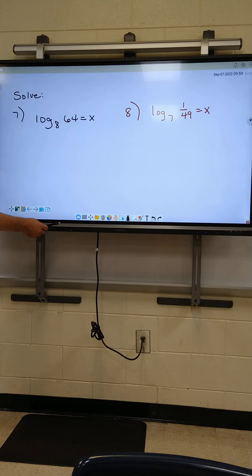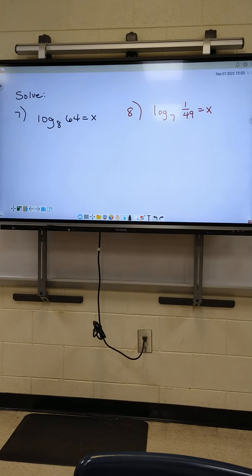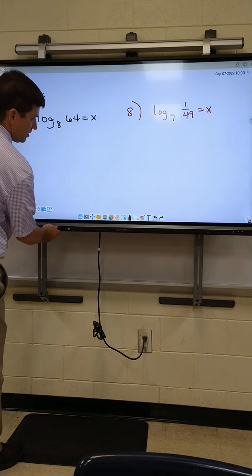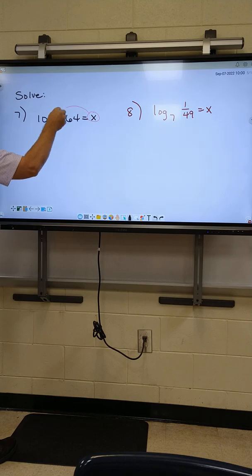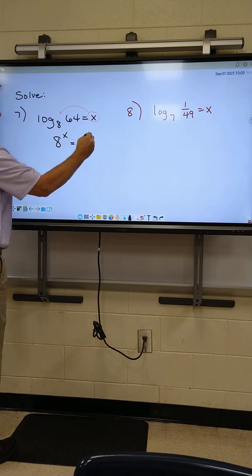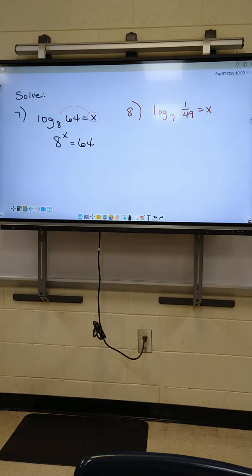So now we get to solve some. Now we get to find the answers. Write both of these down, and I'll show you how to do them. Number 7. We have to set this up as an exponent problem first, just like we did on 1, 2, and 3. Take your x, move it over here. That's going to be 8 to the x power equals 64. Write it down. I want to see that written down on every problem. Do the rest in your head, that's great.